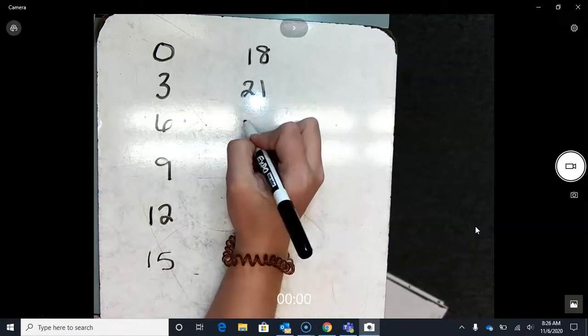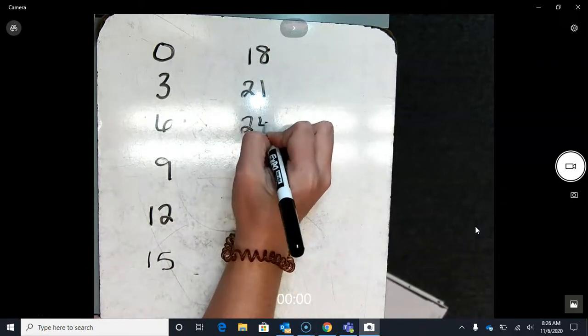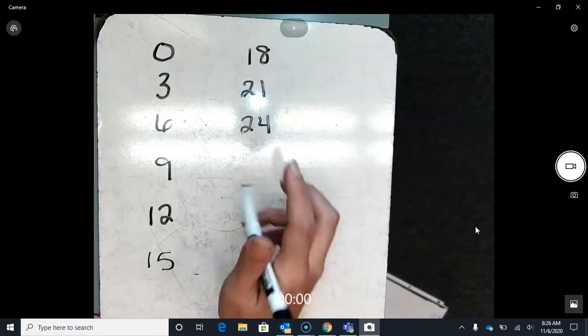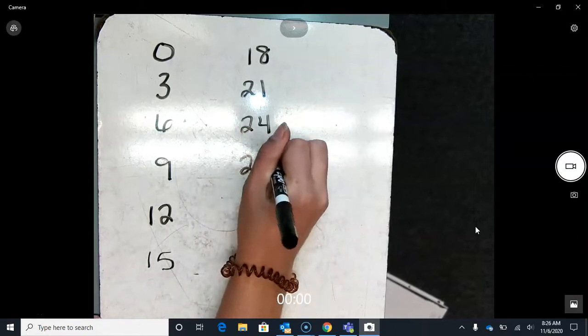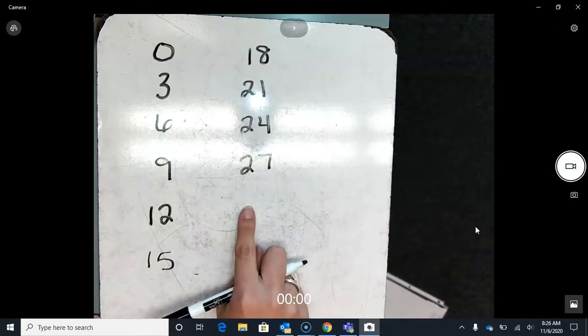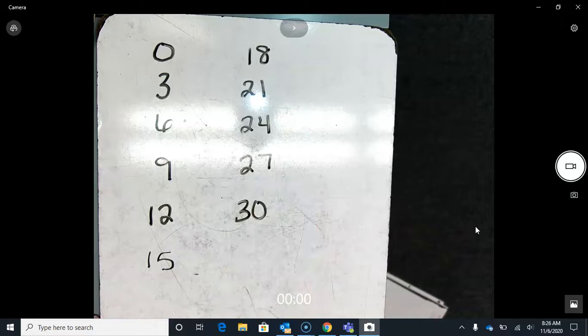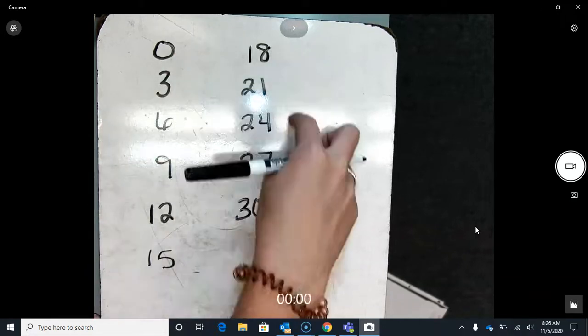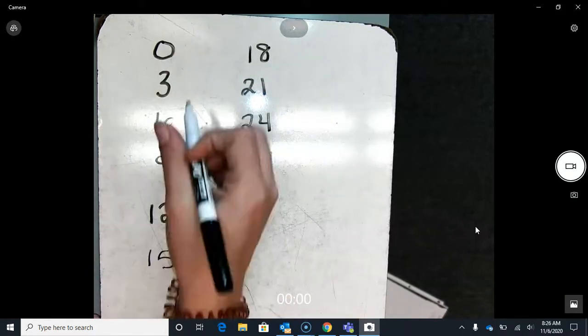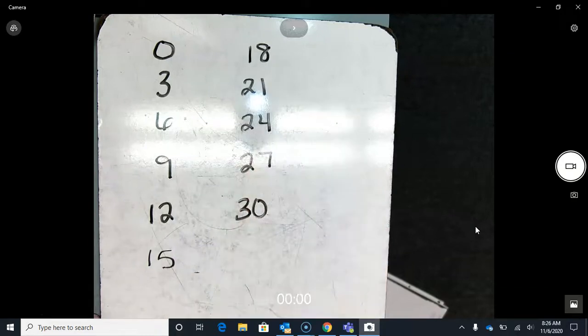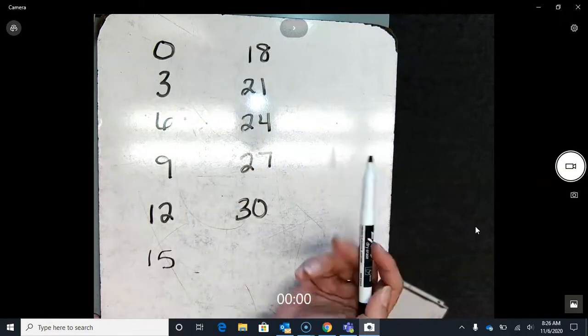3 more would be 24. 3 more than that would be 27. And then 3 more than 27 would be 30. Ding, ding, ding, ding. And I want you guys to remember that when we are skip counting, these are all of our products, or all of our answers to multiplication equations.